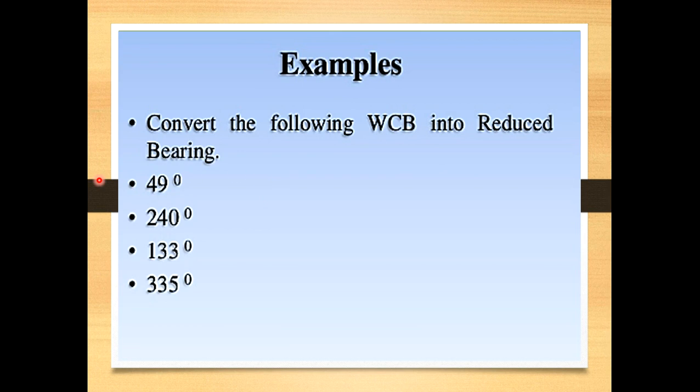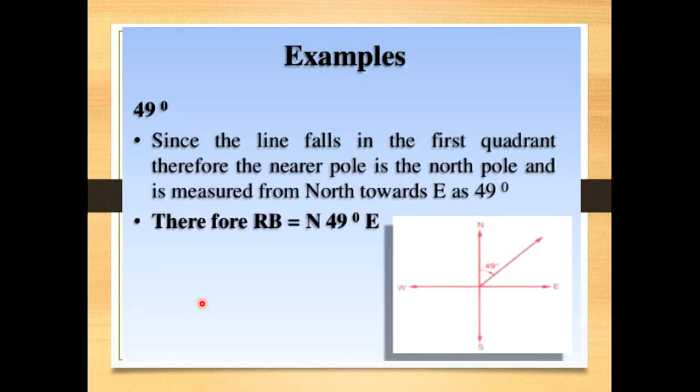So first we will see numericals on bearings. First, convert the following WCB into reduced bearing, right? First is 49 degree, then 240 degree, 133 degree and 335 degree. We will see one by one.